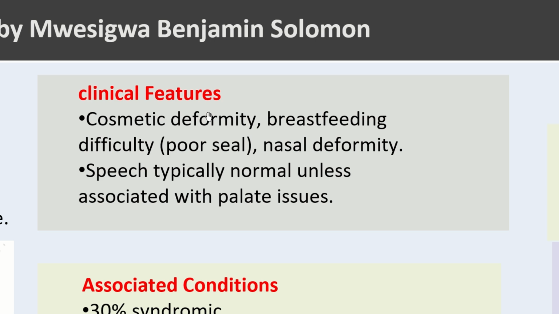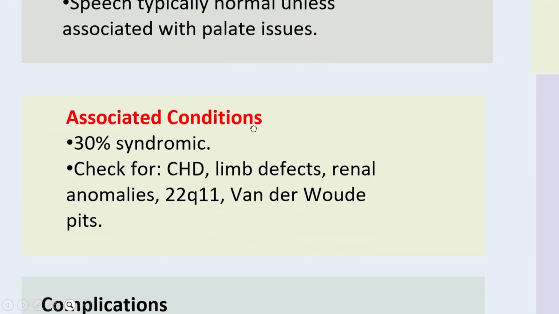Then we have a nasal deformity if we have extension to the nose. And then speech is going to be normal when it comes to these children with cleft lip, unless they have also the cleft palate. So as we said, we have associated conditions and 30% are syndromic. And because of this, you have to always check for other defects that they could have, like congenital heart defects. You have to check for limb defects. You have to check for renal anomalies. You have to check for Van der Woude syndrome and Van der Woude pits.